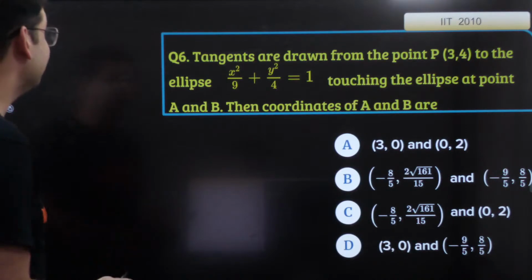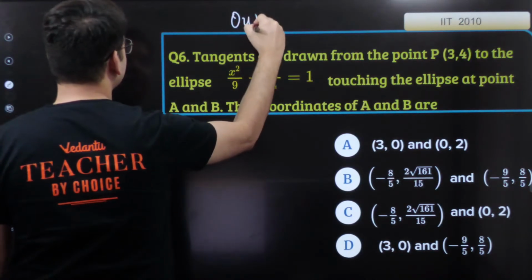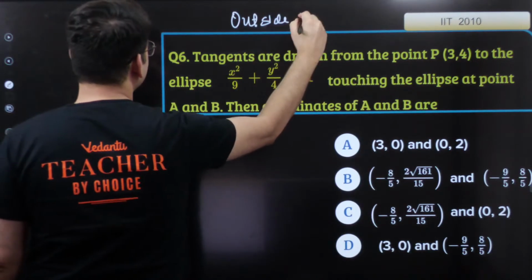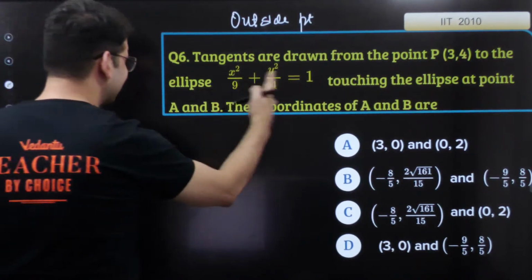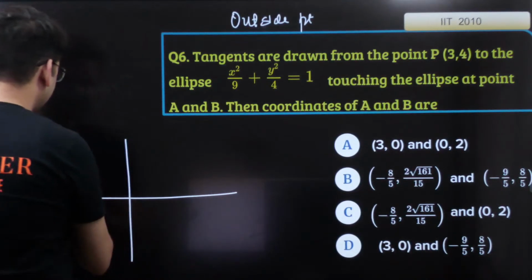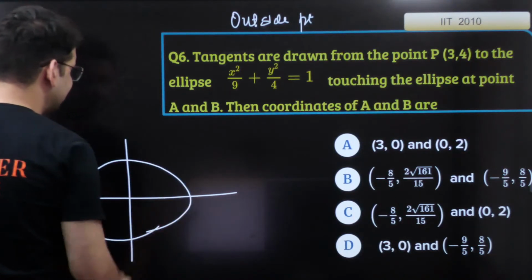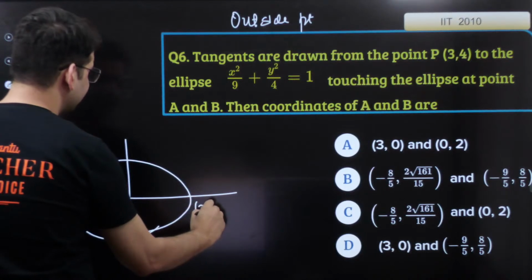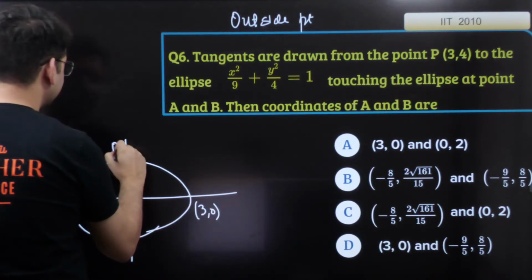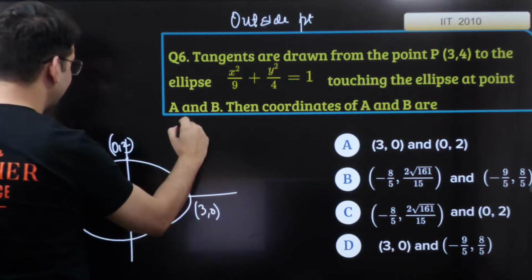B and D. Let us look at this. Tangents are drawn from the point. So again, this is the concept of outside point. So let us draw this curve roughly. x square by 9 plus y square by 4 is equal to 1 is going to be this horizontal ellipse. This point is (3, 0), (0, 2). The point is (3, 4).